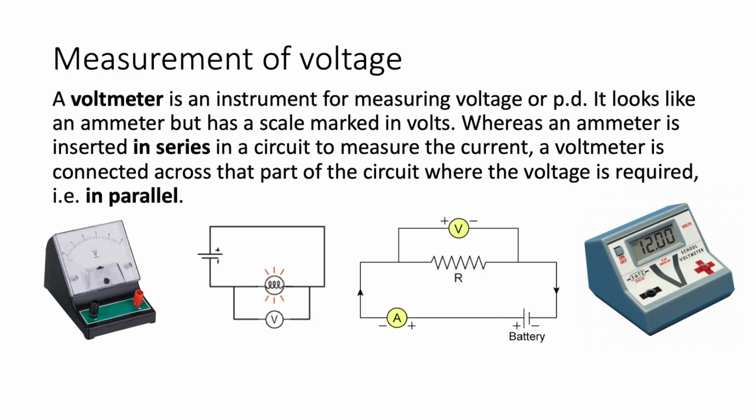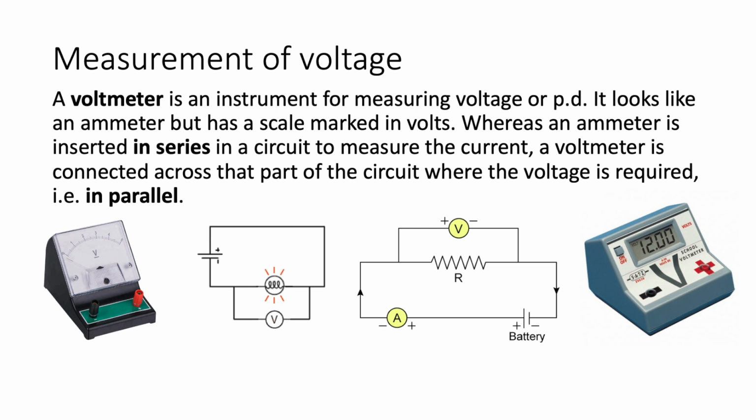Measurement of voltage. A voltmeter is an instrument for measuring voltage or potential difference. It looks like an ammeter but has a scale marked in volts. Whereas an ammeter is inserted in series in a circuit to measure the current, a voltmeter is connected across that part of the circuit where the voltage is required, that is in parallel.